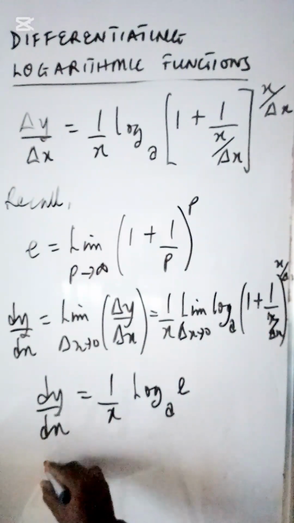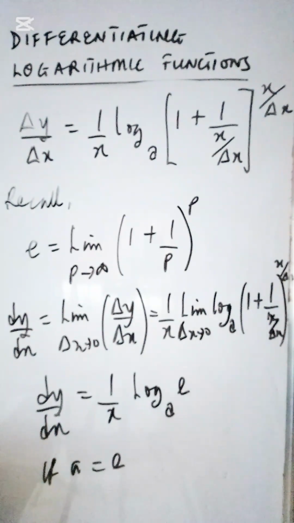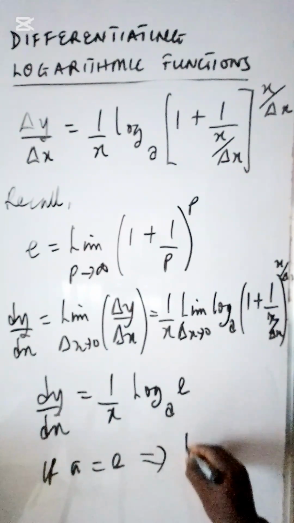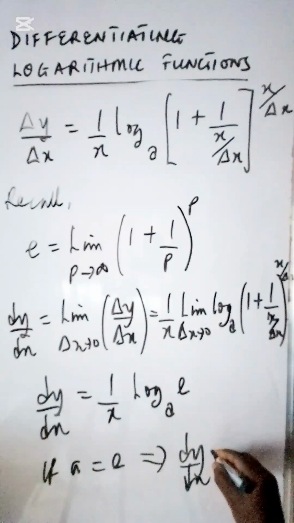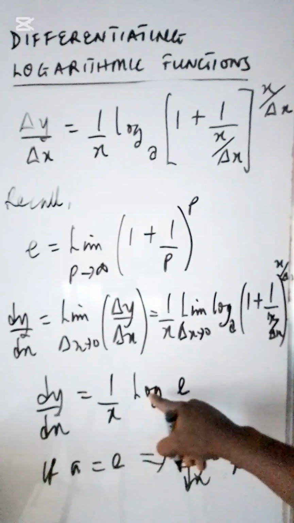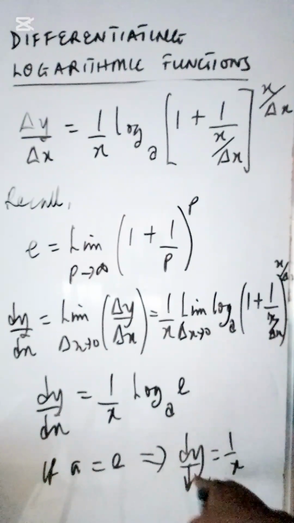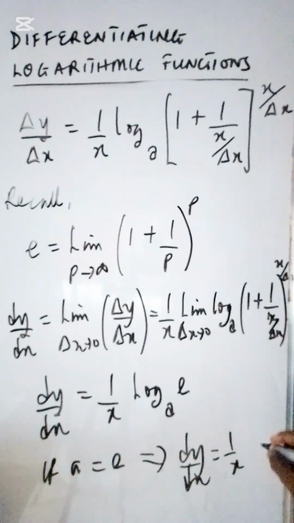Now, if a becomes e, what does your result become? It means that dy/dx will now give you 1 over x, since log e to base e would give you 1, and 1 times 1 over x will be 1 over x. That solves this problem.